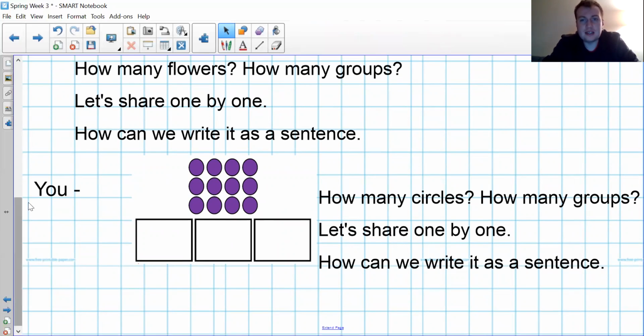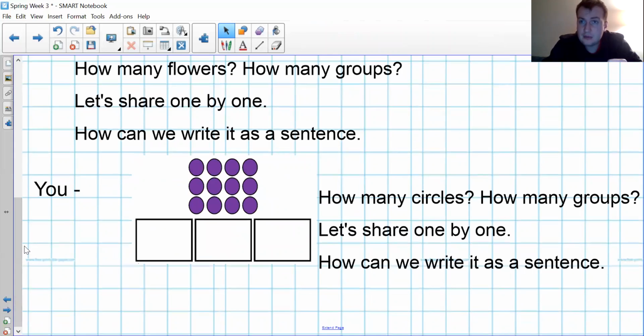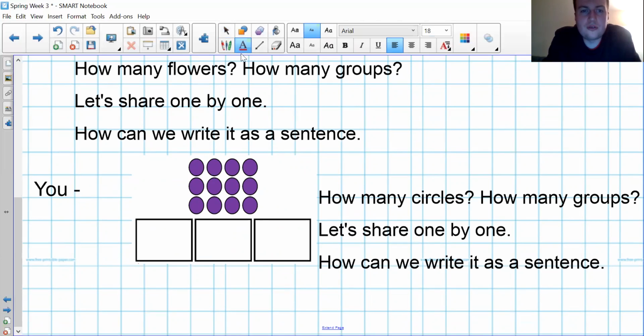Write it as a sentence like we've done above here. So how many is shared into how many groups of what? Have a go. Pause the video, off you go. All right, let's go through it.